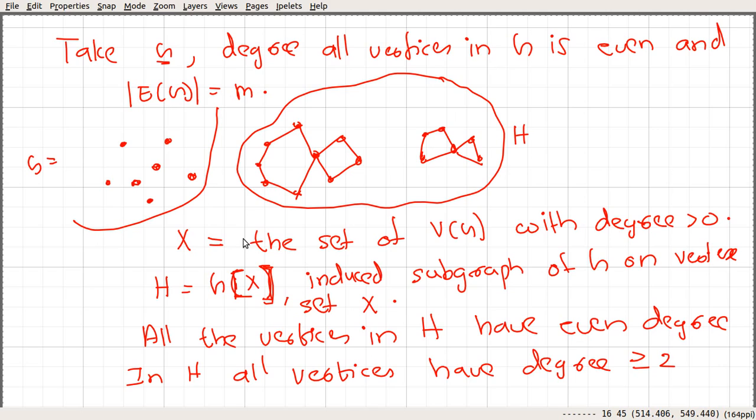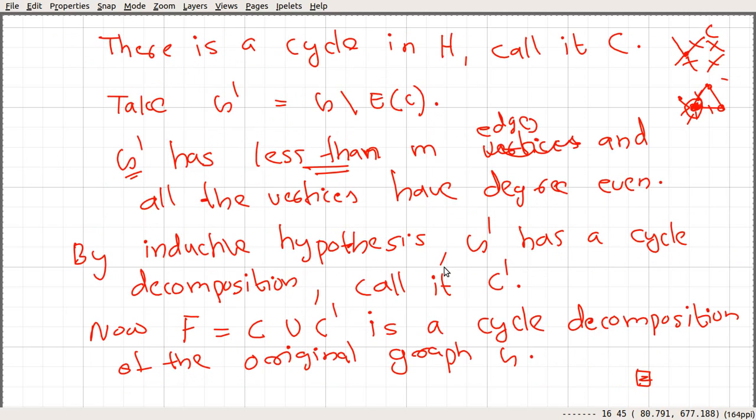We isolated the isolated vertices and built this set X, the set of all vertices with degree greater than 0, and we consider this subgraph H. If we look into this subgraph H, all the vertices have degree greater than or equal to 2, because we removed all the vertices having degree 0. Now we already proved in video number 11 that if the degree of all the vertices is greater than or equal to 2, then that graph has a cycle. So we invoke that theorem. That says there is a cycle in H.